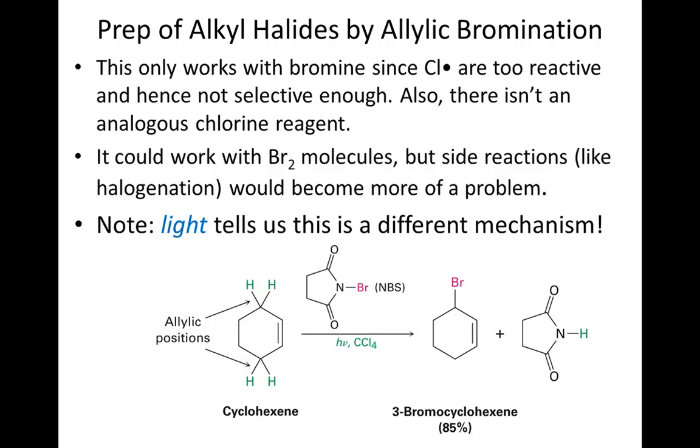We also don't have a similar kind of compound like the one we're going to use for bromine. We don't have something like that for chlorine. In principle, we could do this reaction with bromine molecules since they can produce radicals, but we could get some side reactions like halogenation, and we don't want that. Again, we're trying to minimize side reactions and just get what we want. So we're going to use this molecule, which is called N-bromosuccinimide, or NBS for short.